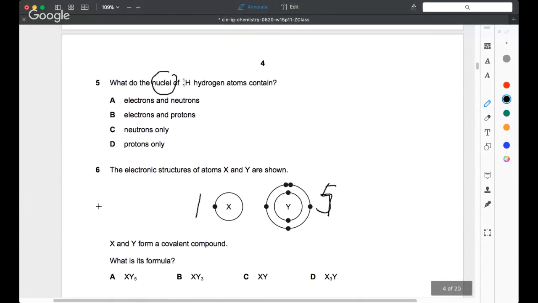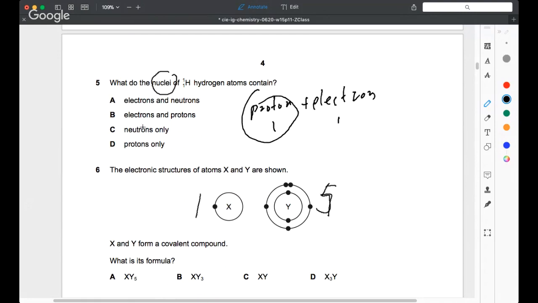Question 5. What do nuclei of hydrogen atoms contain? We know that a hydrogen atom has a proton and an electron, and the proton is in the nucleus, so the hydrogen atom should only have 1 proton in the nucleus, so it is proton.